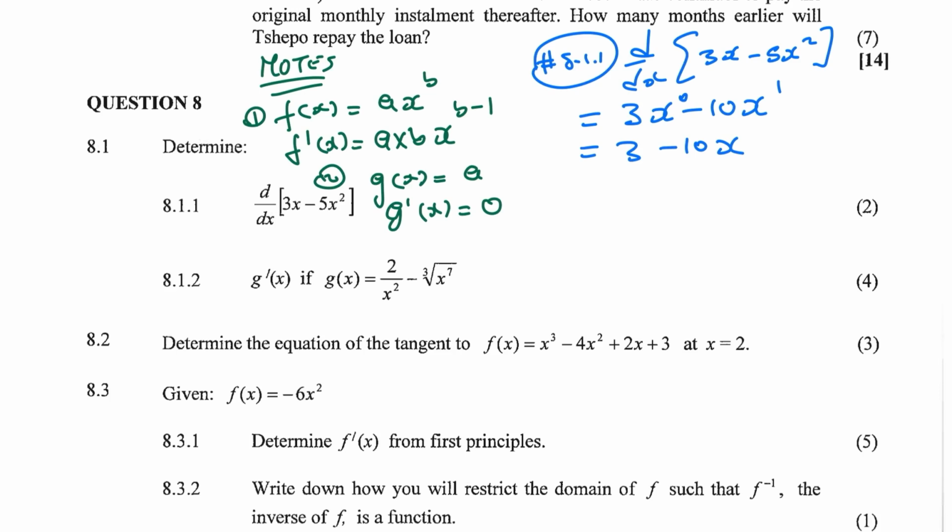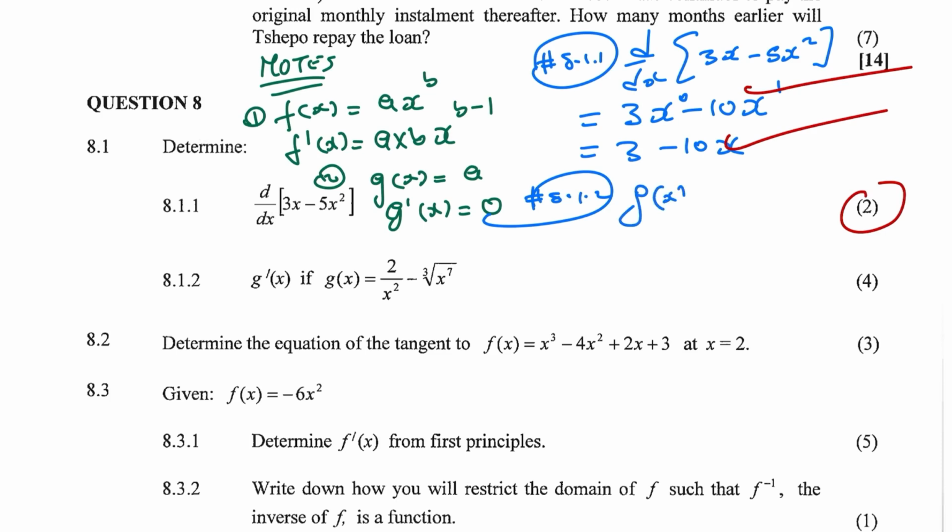And it's 2 marks. This question always comes like that, and you get your 2 marks for doing that. And then for 8.1.2, let's go. Again, you have g of x equal to 2 over x squared minus 3 x power 7.